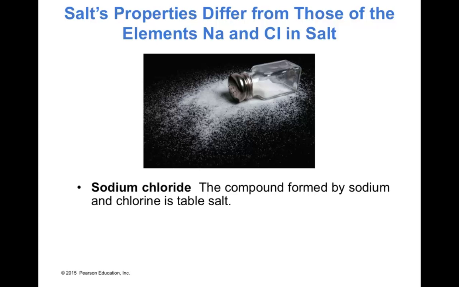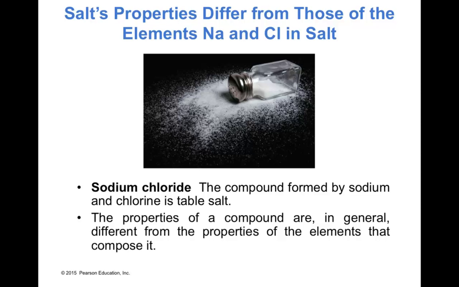The compound formed is table salt, and the properties of a compound are in general different from the properties of the elements that compose it. So sodium chloride is not a gas, it is not poisonous, it doesn't react with air, and it also has a specific flavor different from chlorine and sodium. So this is an example of how the properties of a compound are totally different from the properties of the elements themselves.